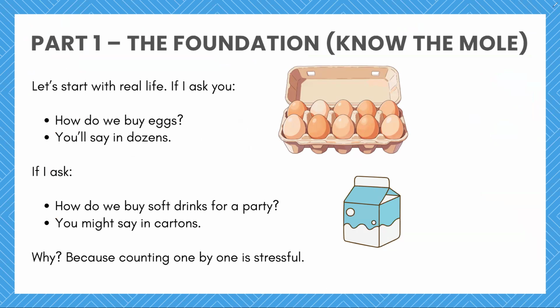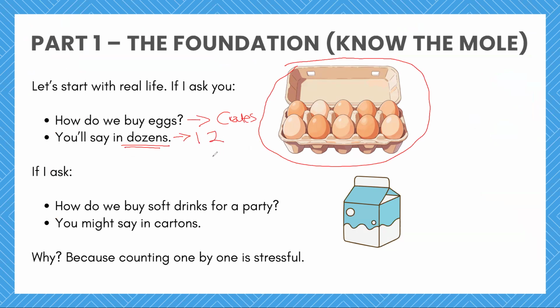Now on the screen right now, we have a few diagrams to buttress the points that I'm trying to pass across. Firstly, we have a crate of eggs over here. So now if I ask you, how do we buy eggs? Most probably you'll say we buy them in crates. And each crate contains what we call a dozen. And you know that a dozen simply means a group of 12 things combined together.